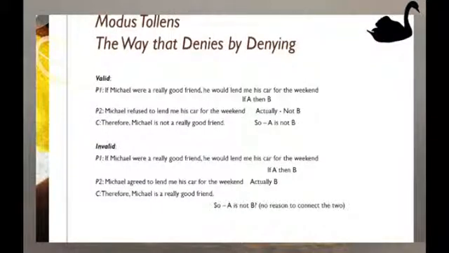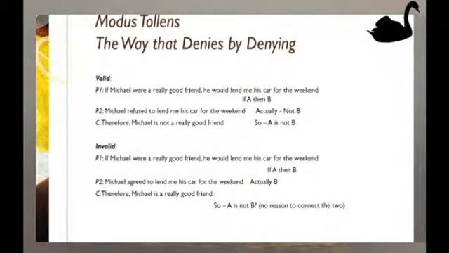The modus tollens is the way that denies by denying. It's like a negative form of logic. If Michael were a really good friend, he'd lend me his car. If A, then B. Michael refused to lend me his car. He's actually not B. Therefore, Michael is not really a good friend. So not B means not A.